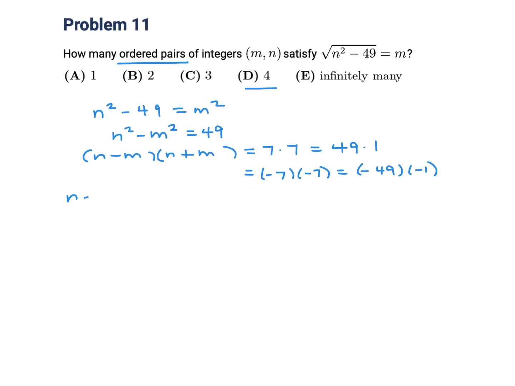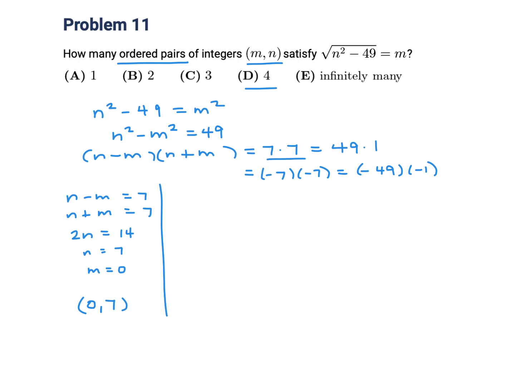So the first one, n minus m is equal to 7, n plus m is equal to 7. So then you add both equations, you get 2n equal to 14, n is 7, and therefore m would be 0 when you substitute back in. So this would give the ordered pair, sorry, m goes first, and then n. (m, n) is (0, 7).